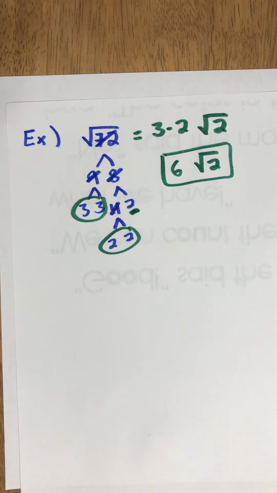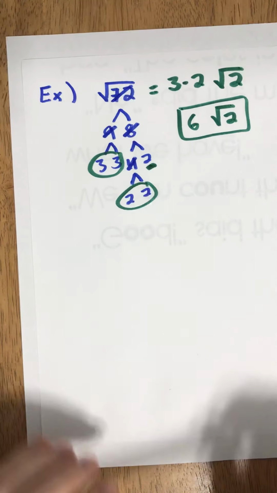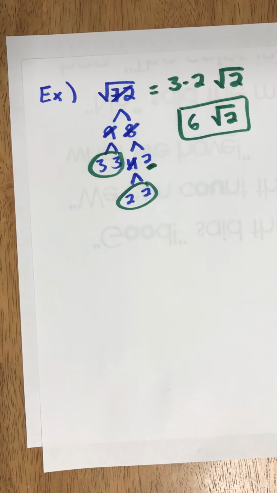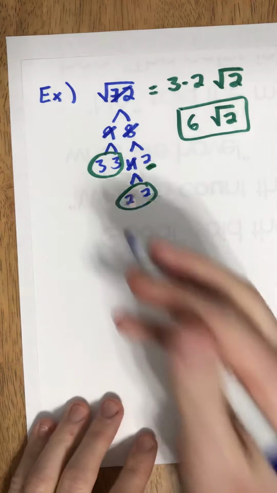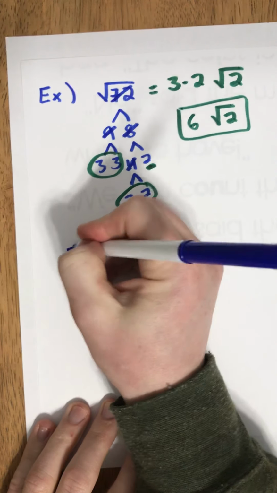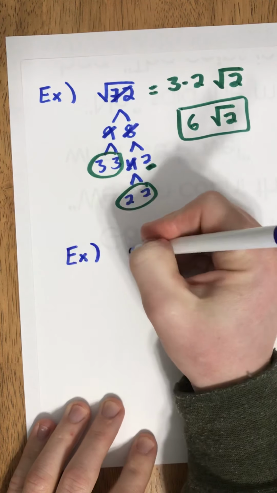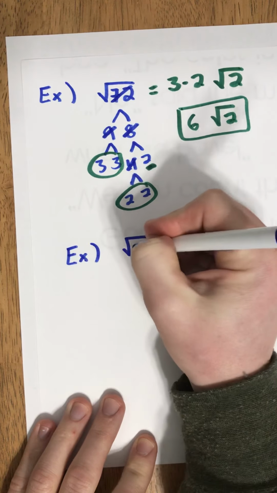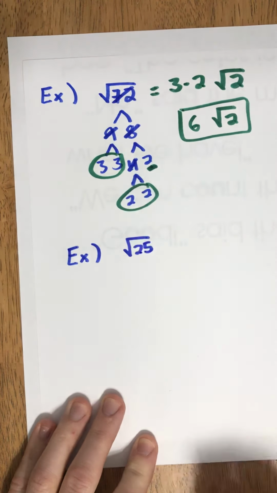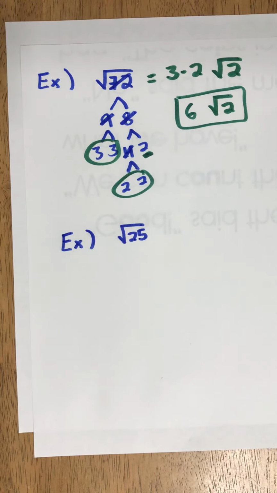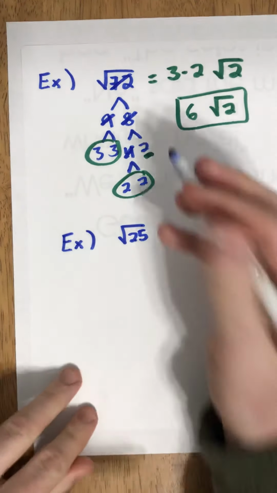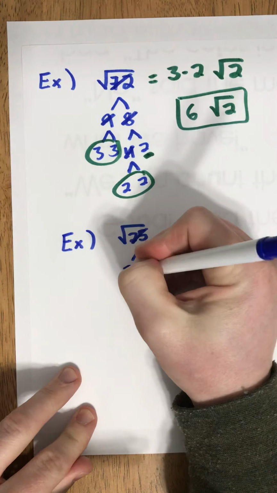All right, one last quick example I want to get to you here is sometimes you will see that numbers either don't have pairs or they have pairs and there's nothing left behind. So, for example, this is a pretty easy one. If we have the square root of 25, I'm trying to think of two numbers that multiply to 25. I have them, that's going to be 5 and 5.